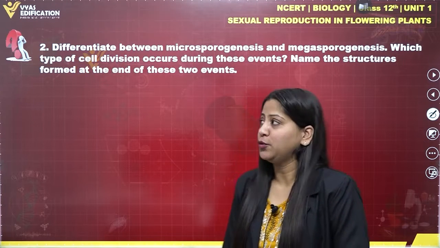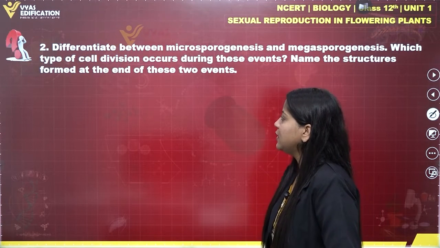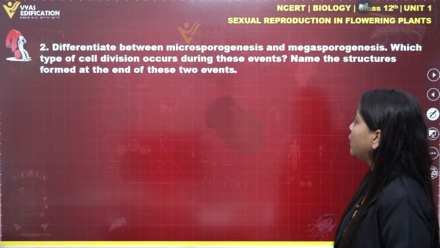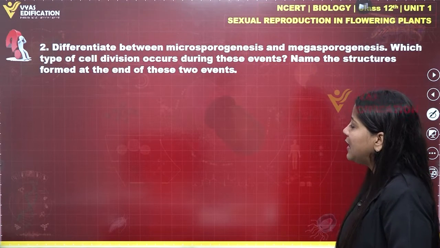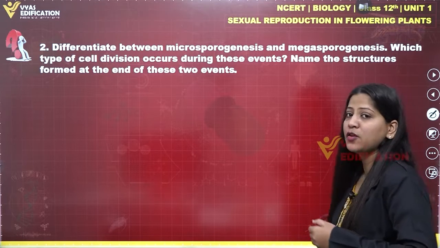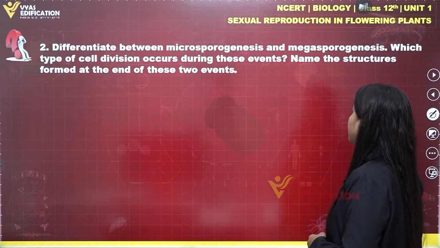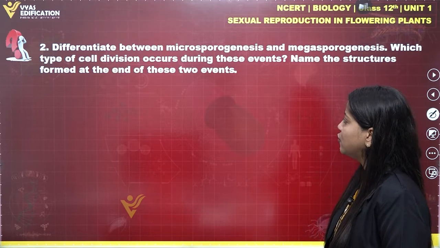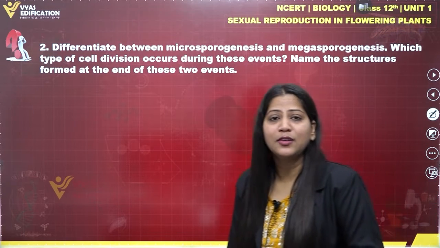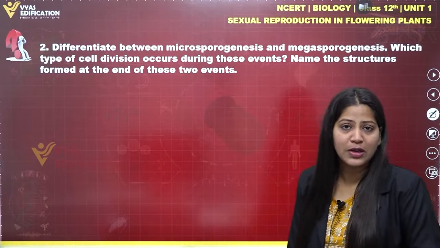KVPY comes with question number 2, and the question number 2 is asking: differentiate between microsporogenesis and megasporogenesis. Which type of cell division occurs during these events? Also, the third part of this question asks to name the structure formed at the end of these two events. So basically this question number 2 contains 3 parts in it.